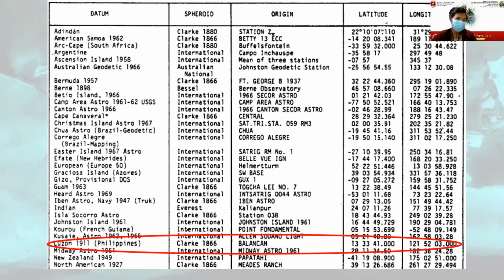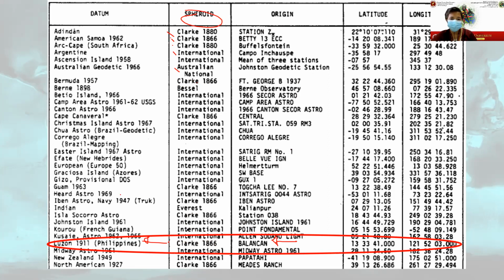So in the Philippines, there are several types of ellipsoid or spheroid. We have the Clarke 1866, Clarke 1880, International, the Australian, another Clarke. In the Philippines, we are using the station Balanacan, which follows the Clarke 1866 ellipsoid or spheroid. This is also known as the Luzon 1911 datum, which is now being called the Philippine Reference System of 1992, or PRS 92.